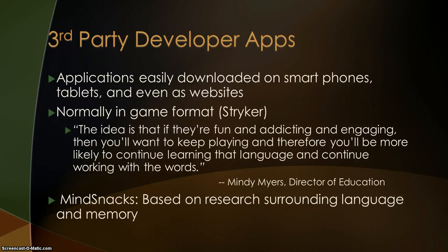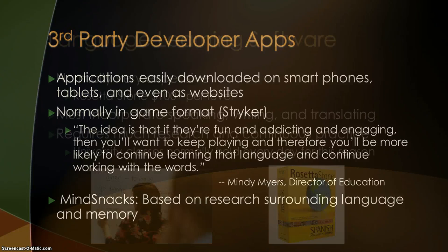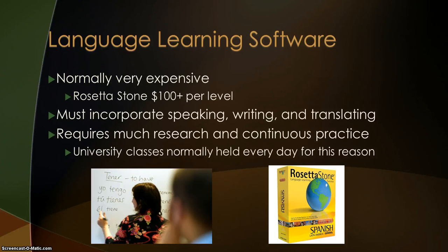And this Mind Snacks game was based on research surrounding language and memory by a PhD in language pathology. So language learning software is normally very expensive. The most common one we know of right now is Rosetta Stone, and it's roughly $100 per language level. So this one on the bottom right corner, you see this picture here. It says Spanish. That's got levels 1 and 2 of the language. So you're going to end up paying $200 to maybe even $300 just for those 2 levels, which is pretty expensive. But when you think about it, for a college course in that language, that's actually probably on par with how much it would cost.